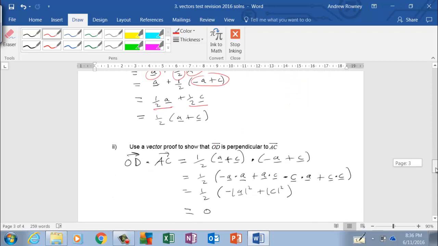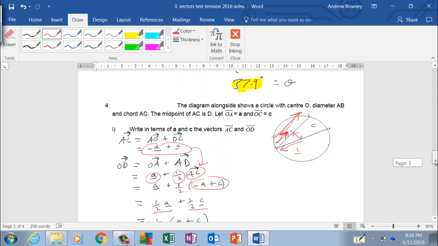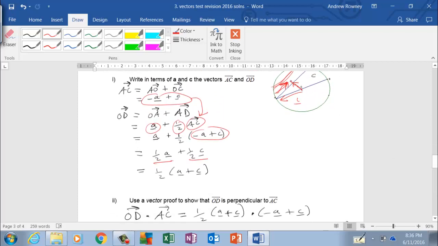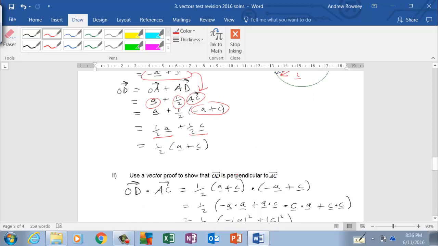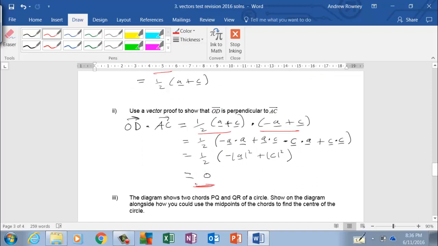Use vector proof to show OD is perpendicular to AC. So we want to show that this one is perpendicular to that. Obviously, to show perpendicularity, we dot them and show it's 0. So we've got OD above, we've got AC above. If you dot them and expand that out, you'll get 0, showing that they're perpendicular.